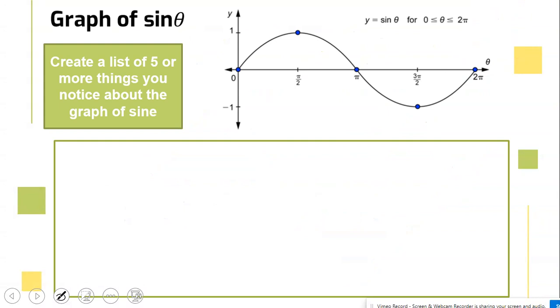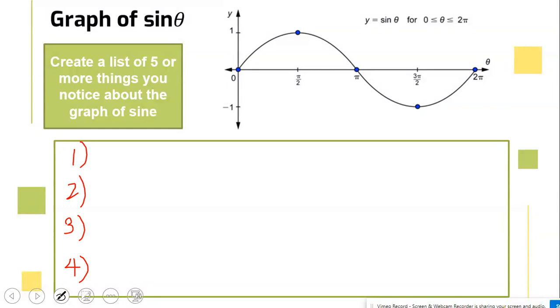So here's our graph of sine again. I want you to make a list of 5 or more things you notice about the graph of sine. Take a second and pause the video and make a list of 5 things. All right. So let's talk about it.